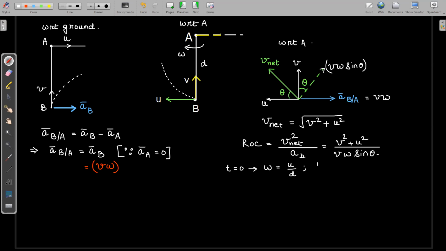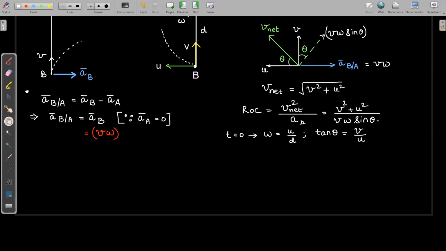And the value of tan theta, where this theta is the resultant of v and u, I can write as v divided by u, right? So we know the value of omega, we know the value of tan theta. If this is the value of tan theta, what is the value of sin theta? I can write that sin theta will be v divided by under root of v square plus u square.